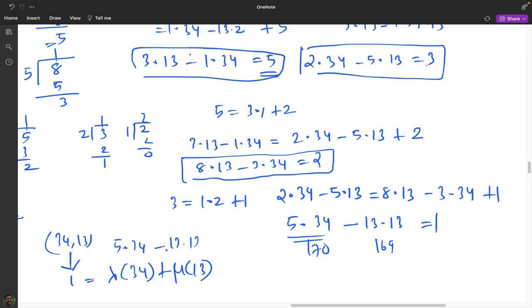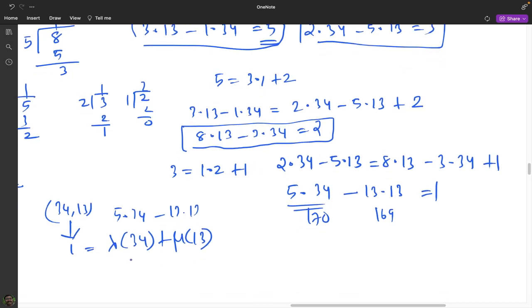This essentially means that any common divisor of 34 and 13 should actually divide this 1. When you represent this as a linear combination, you can see that any common divisor of both 34 and 13 will be dividing this linear combination also, right? So it should be dividing this 1 also. So there are no common divisors other than 1 which can divide this 1.